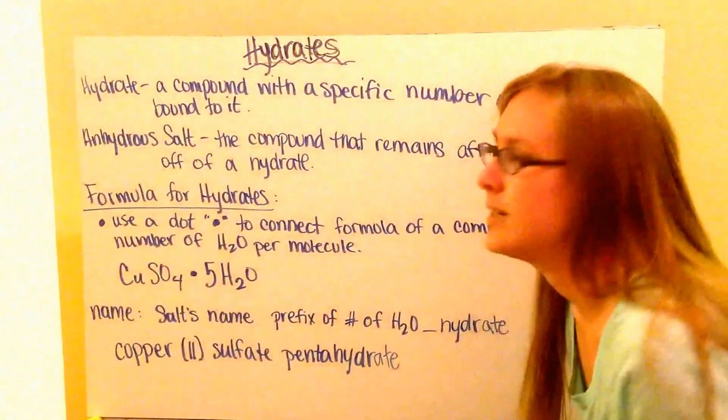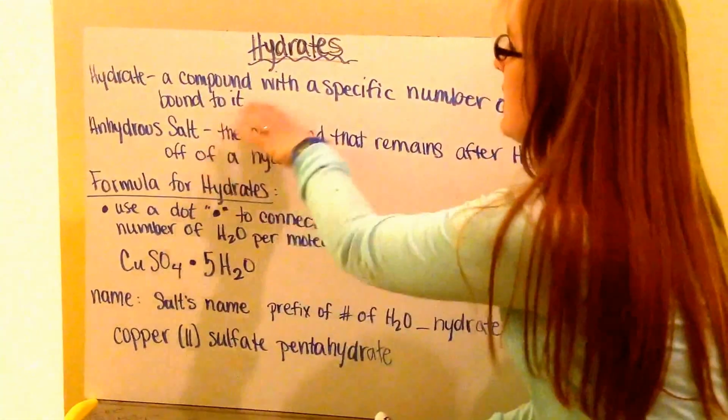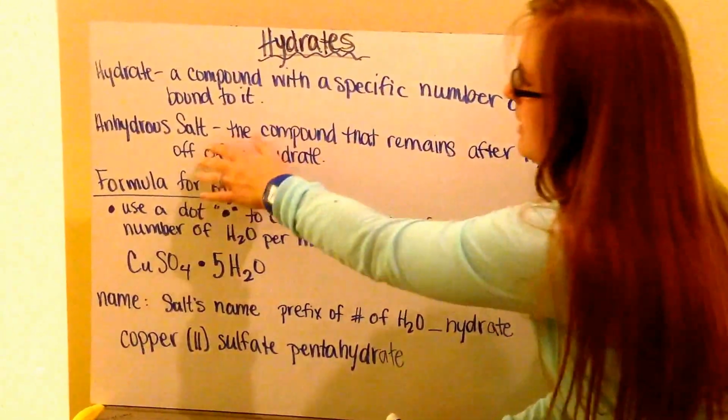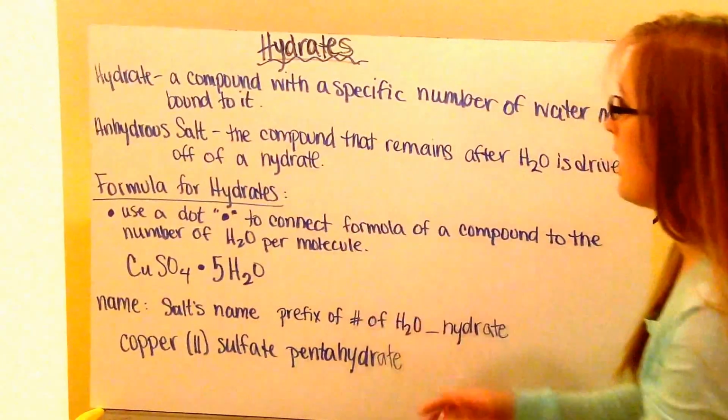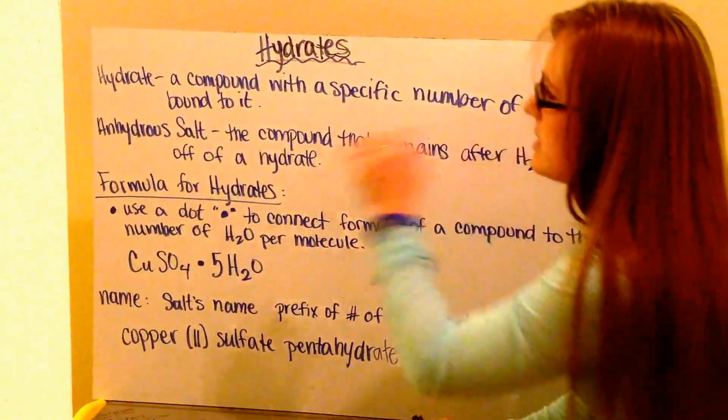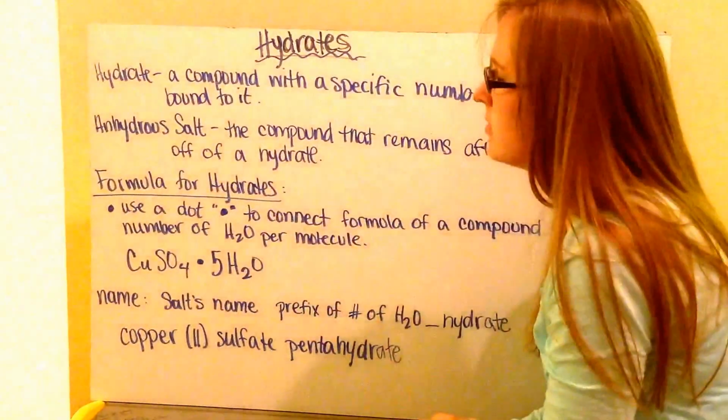This video is on hydrates. A hydrate is a compound with a specific number of water molecules bound to it. An anhydrous salt is the compound that remains after water is driven off of a hydrate. So this is just your normal ionic compound salt.